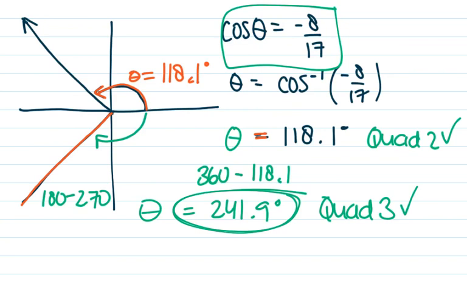If you plug into your calculator cos 241.9, you'll get -0.47, which is the same as -8 divided by 17. If you punch in cos 118.1, you'll also get -0.47. So see how you're getting the same answer for two different angles, and that's because there's two solutions for cos for this problem.